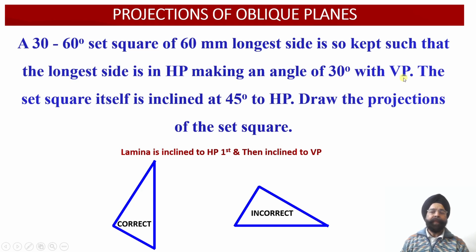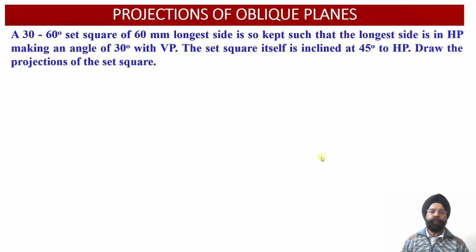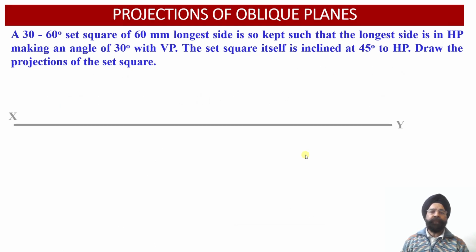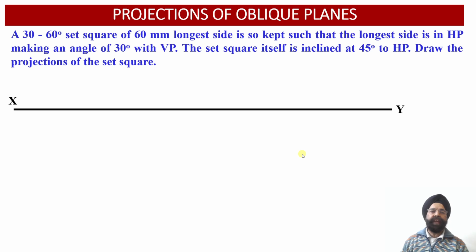This way we will be able to obtain the projections of the oblique set square, which is inclined to the horizontal plane to begin with, and then further inclined with respect to the vertical plane. Now let us proceed with the construction of the orthographic projections of this triangular lamina.